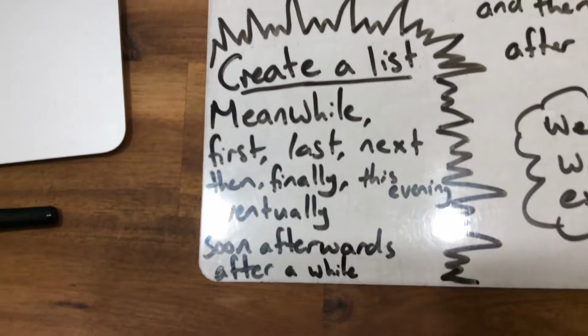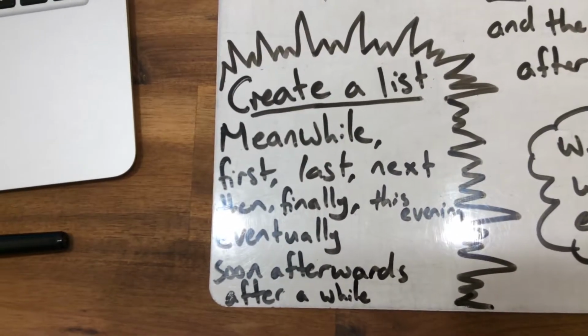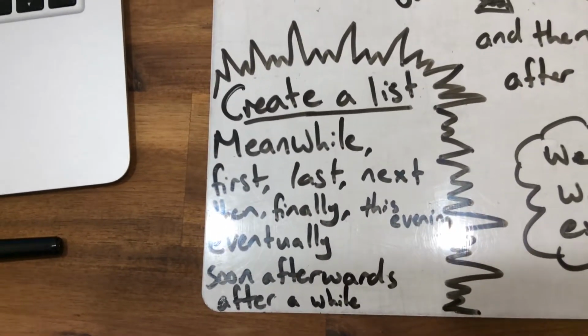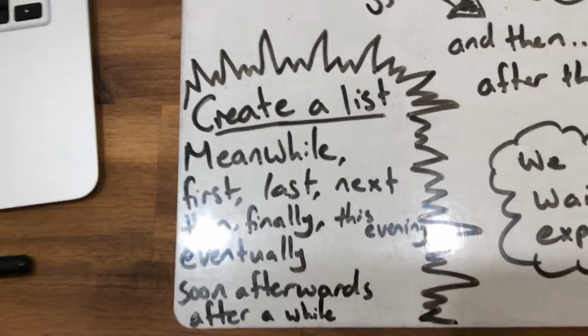So when we say to up level your work, that's when we're trying to get rid of "then" and use some of these other ones that you probably wouldn't use, like "eventually" or "soon afterwards". How many of those words could you actually spot in your writing? Okay, so try and use some of those.